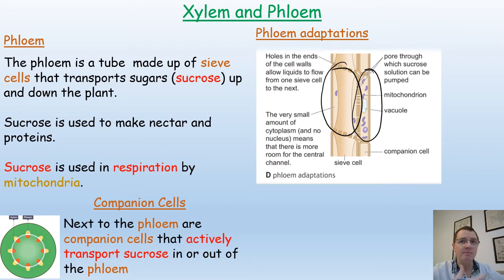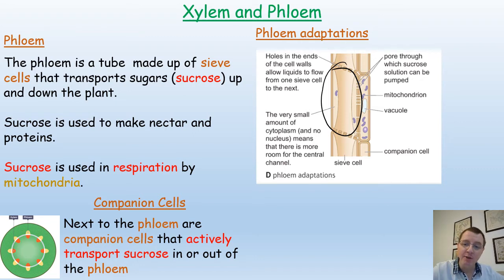In flowers, where they might need to produce nectar to attract insects, again they will need a phloem to transport sucrose up to them. So next to the sieve cells we have companion cells, and it's these companion cells that actively transport the sucrose in and out of the phloem.